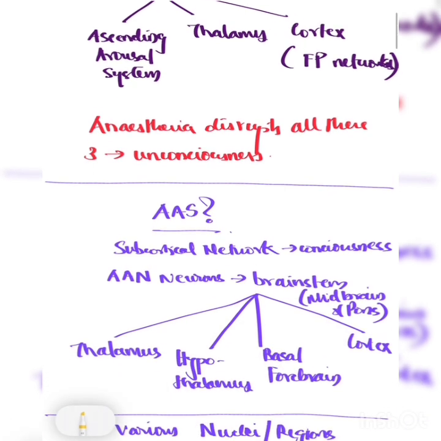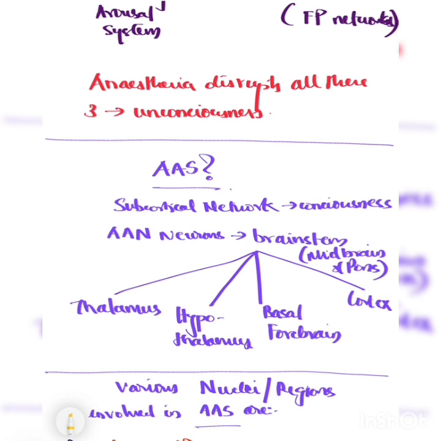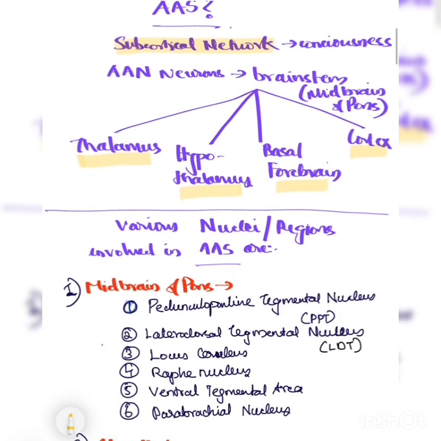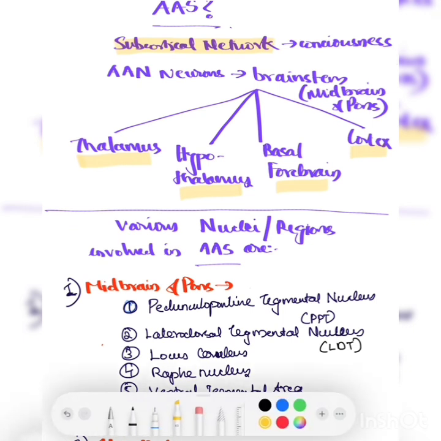Now, what is the ascending arousal system or ascending arousal network? It is a subcortical neural network that is critical to consciousness. Ascending arousal network neurons connect the brainstem to the thalamus, hypothalamus, basal forebrain, and cortex, thereby activating cortically based awareness networks. It is a network of interconnected brain structures responsible for regulating wakefulness, alertness, and consciousness.